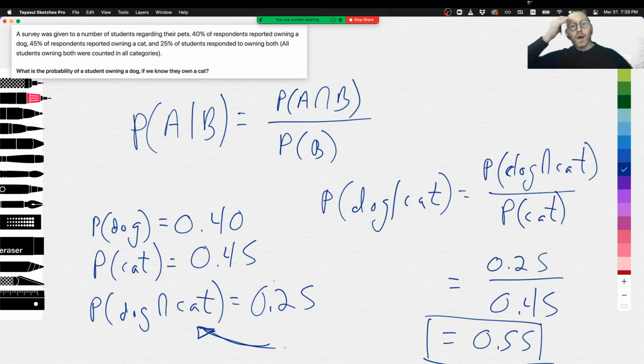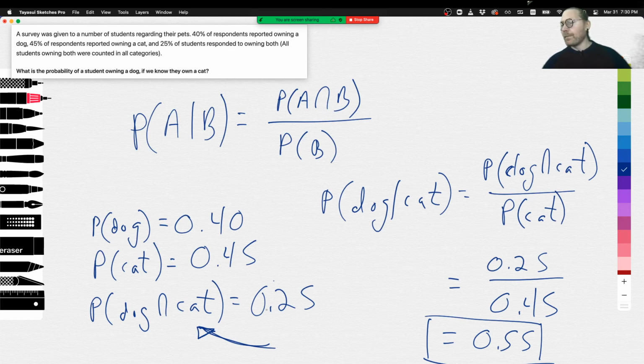Okay, but notice in this, if we add these up, right? Probability of owning a dog is 0.4. Probability of owning a cat is 0.45. We've got 5% of these people who don't own either, right? And so the intersection of dog and cat has meaning just based on that.